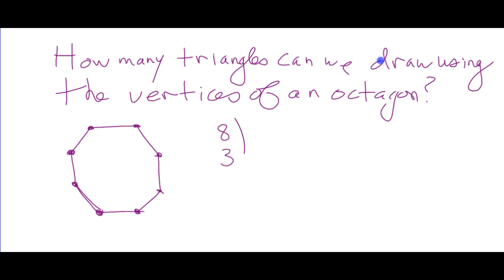8 choose 3. We have 8 vertices from which to choose, and we need 3 of them to make a triangle, right? Any 3 will do. Doesn't matter which 3. It could be 2 beside each other. It could be 3 beside each other because you can draw a triangle, right? There, triangle. It could be 3 totally different ones. This one, and then this one, and then this one, and I can make a triangle. So how many triangles can I make? 56.